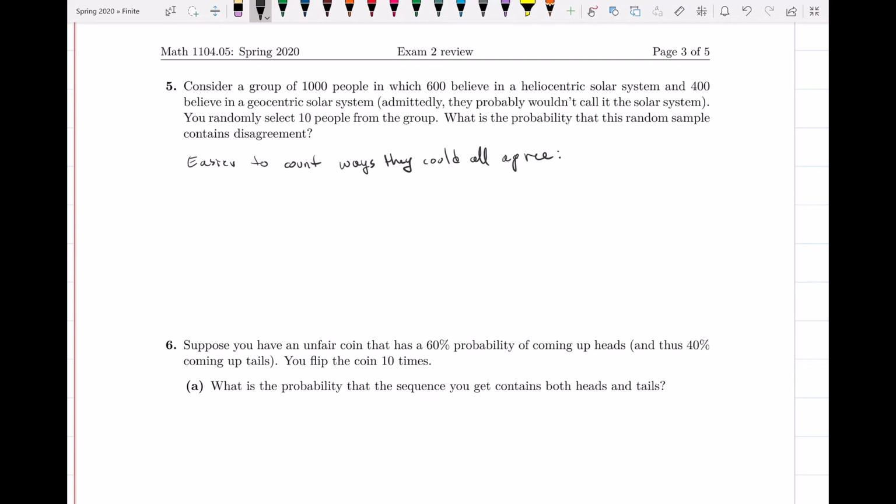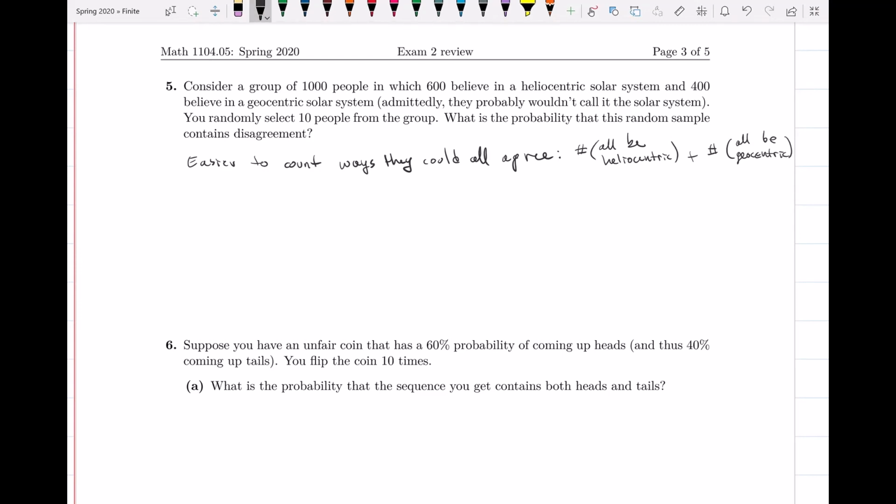So, well, there's really only two ways. It would be the number of ways that they would all be heliocentric, plus the number of ways they could all be geocentric. That's the number of ways that they could all agree. Then we would divide to get the probability, but we'll get to that.